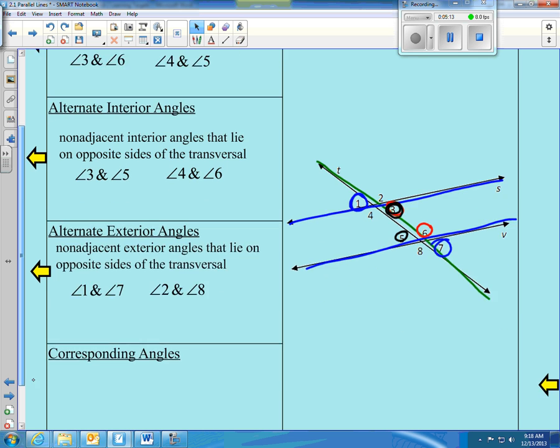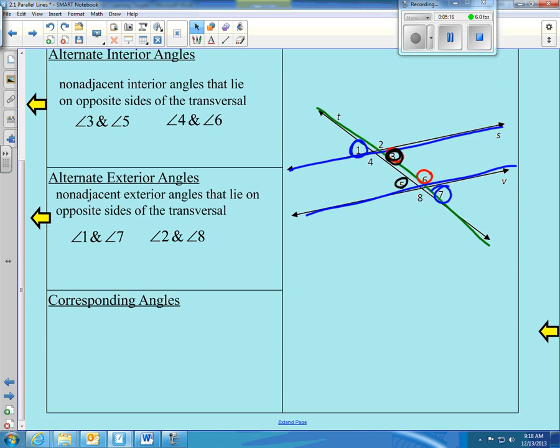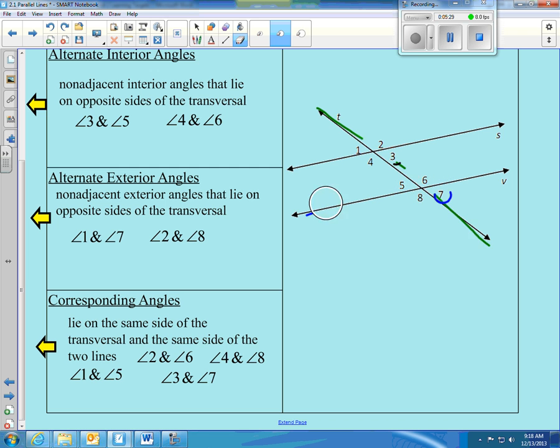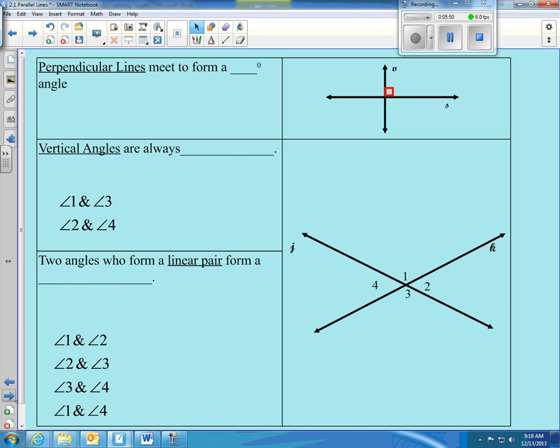Then we have one more. We have corresponding angles. Corresponding angles lie on the same side of the transversal and the same side of the two lines. So let's clear up here some of these drawings. Okay, so corresponding angles are angles like 1 and 5. So if I was to pick up my line S and lay it on top of line V, 1 and 5 are going to be in the exact same spot. That's what makes them corresponding. All right, lots of vocab, sorry guys.